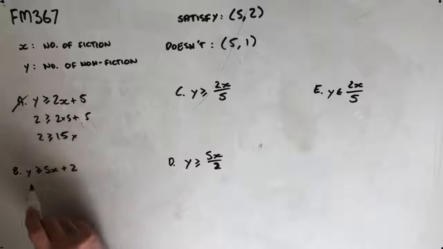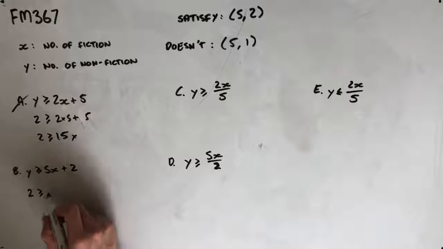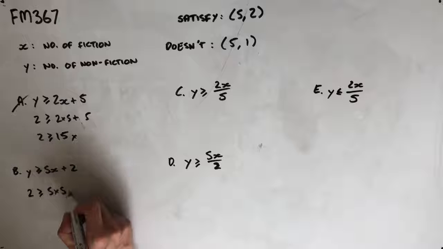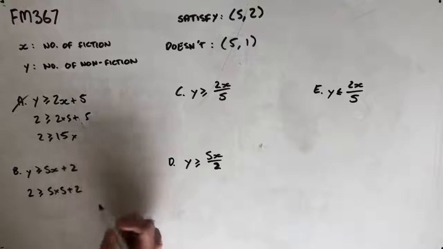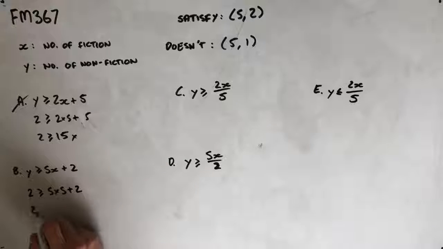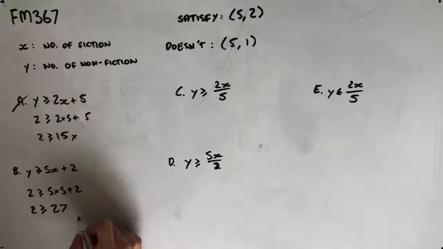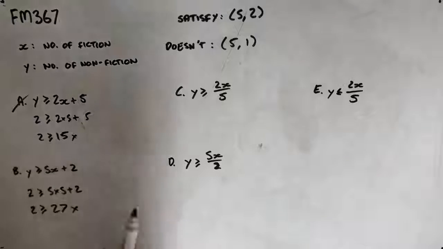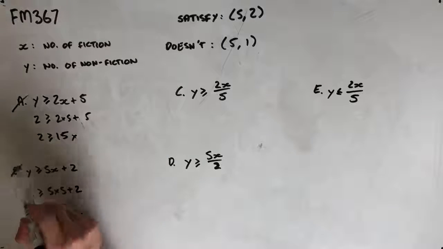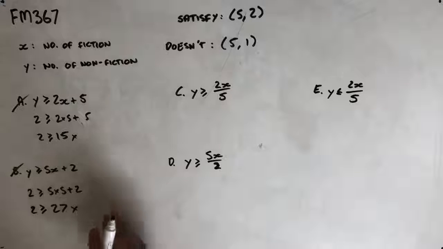On to option B. We're going to do the same thing again, and we're going to replace Y with 2, and 2 should be greater than or equal to 5 times 5 plus 2, which ends up giving us 2 is greater than or equal to 27. Once again, 2 is not greater than or equal to 27. This is wrong, and it should satisfy the inequality. So B is also not our answer.